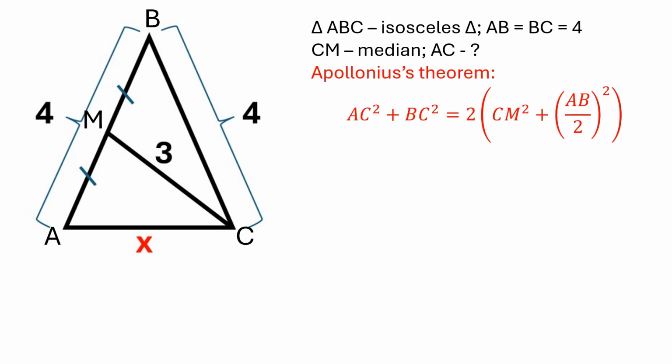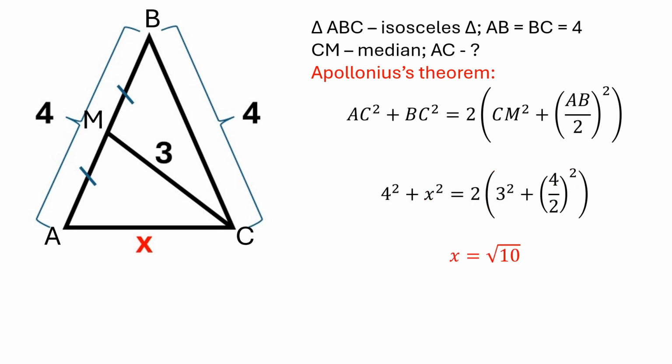We can use the Apollonius theorem to solve this problem. For triangle ABC with M being the midpoint of AB, the following equation holds: AC squared plus BC squared is equal to 2 times the sum of CM squared and (AB over 2) squared. Let's substitute in the values. AC is equal to the square root of 10.